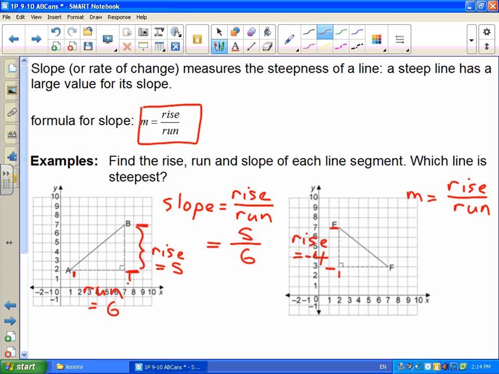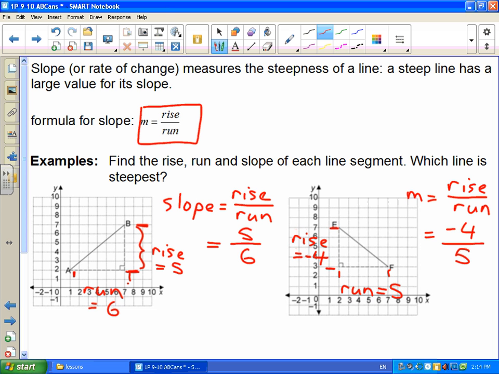Across the bottom, we can look at what the run is going to be. We start over here at 2, and we go over to 7. So our run is going to be, let's see, 2, 3, 4, 5, 6, 7. Our run is going to be 5. So we've got a rise of negative 4 and a run of 5. What is our slope going to be here? Negative 4 over 5.